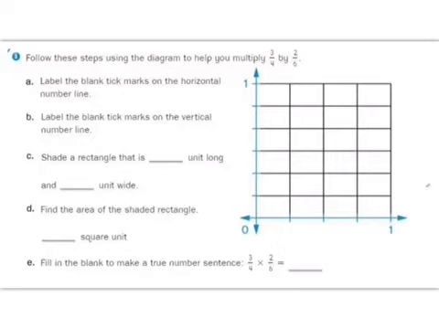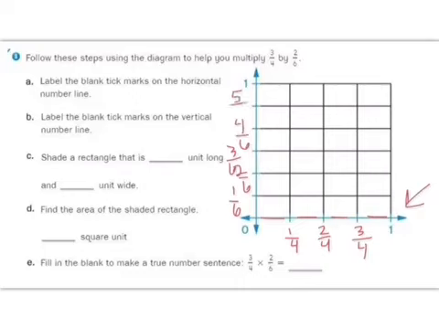So if you look at the bottom number line, we can see that it's split up into 1, 2, 3, 4 parts. This will be 1/4, 2/4, and 3/4. This should look pretty familiar. Okay, and then we need to mark the vertical number line. It's into 6 pieces. So this is 1/6, 2/6, 3/6, 4/6, and 5/6. We did all of this yesterday.